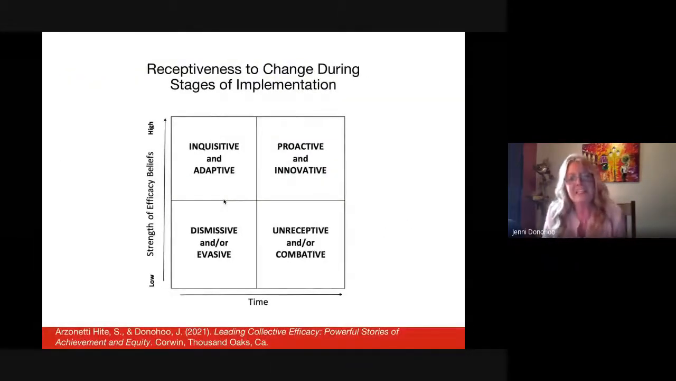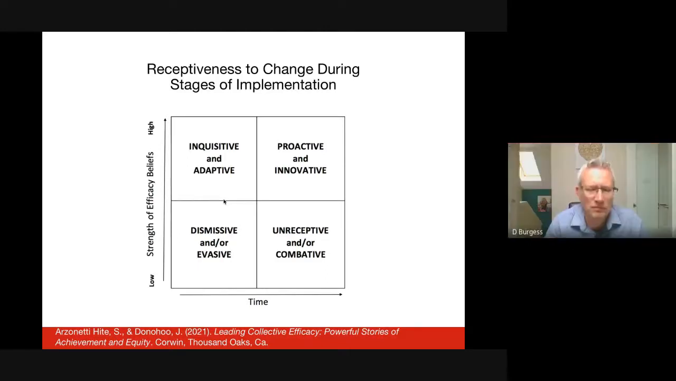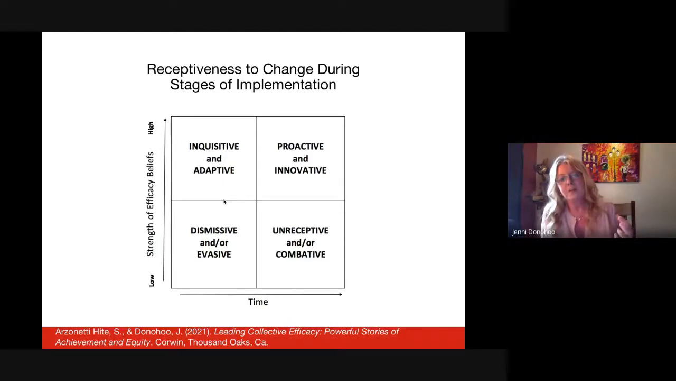This is a matrix that Stephanie Height and I share in our new book, which is coming out in the next 6 weeks, I think. It's called Leading Collective Efficacy, and it's about powerful stories of achievement and equity. We think the timing's good because there's a greater awareness around collective efficacy, that it exists and its importance.